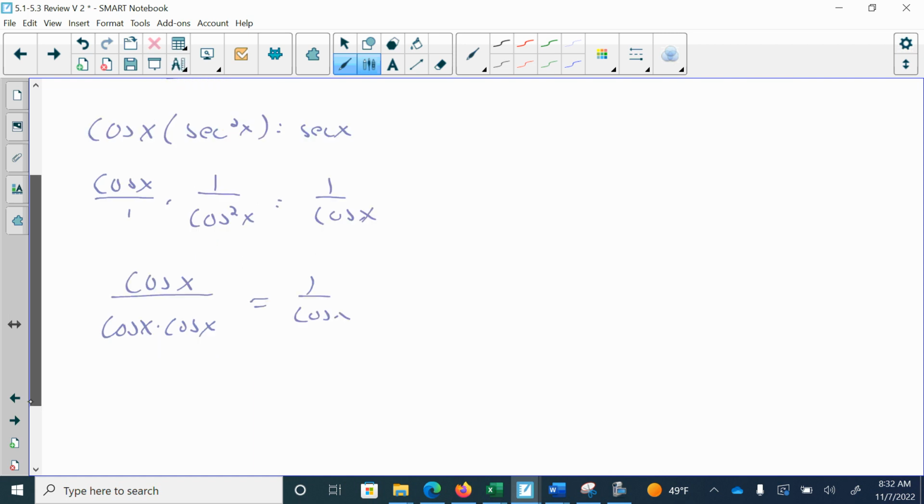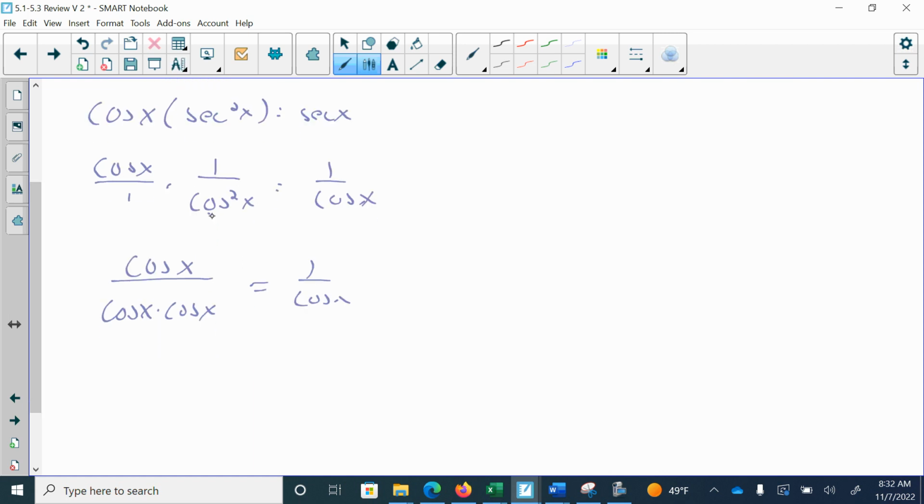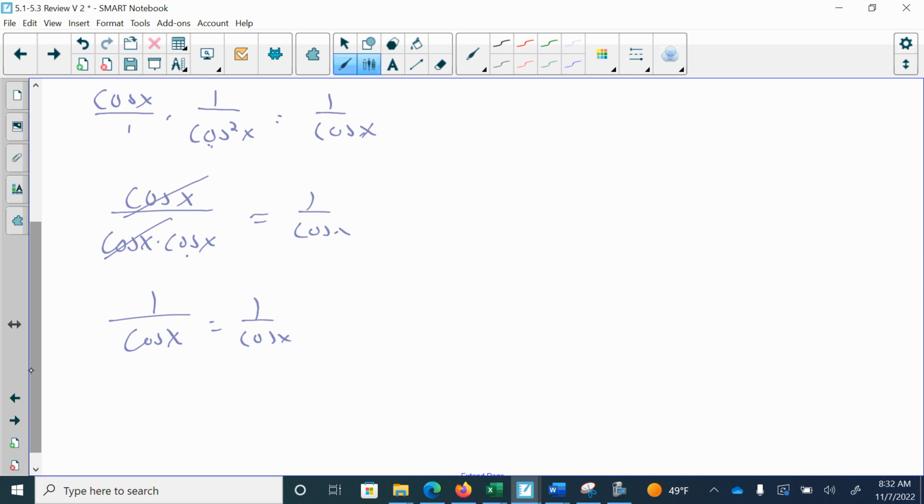Do you have to do all this? No, but that's what I'm doing when I think of cosine squared, so I can see that one of them will simplify. I'm going to be left with 1 in the numerator, still have 1 cosine in the denominator, and now I have 1 over cosine x is equal to 1 over cosine x. That is perfectly fine the way it is, or you could have written secant x is equal to secant x. Whichever one, you just have to make sure that your final step is the left side looking exactly like the right side.